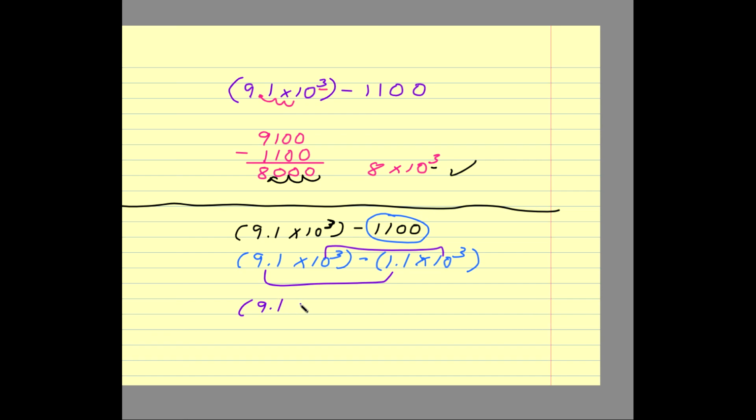9.1 minus 1.1 times 10 to the third. Remember, we only write that once. So I'm showing you here that they already match. When we work this out, what is it? 8 times 10 to the third. That's it. There it is. You see it right here already. And what is that number? 8,000. That's it. Very good. Great job.